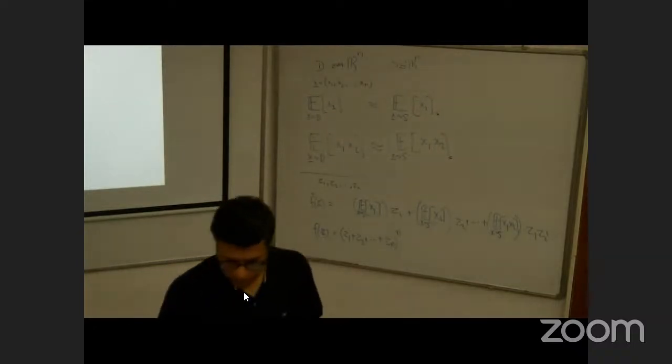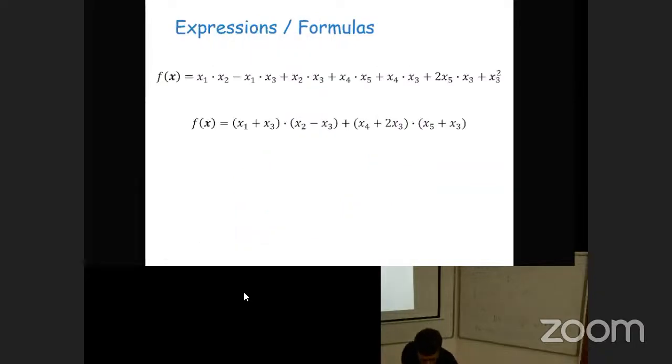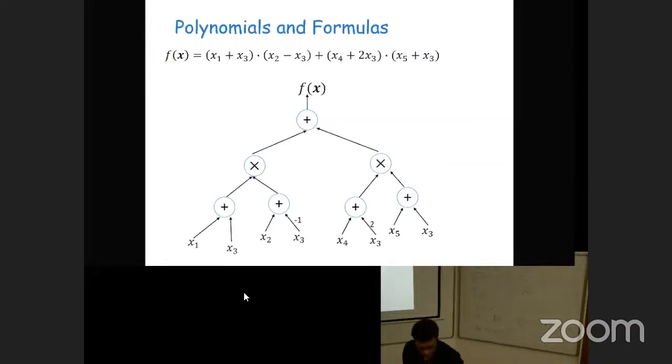So another way of thinking of a formula is as a tree. We mathematicians just think of them as expressions like this. Computer scientists like to think of them as trees. It's exactly the same thing. You have just arranged how you build up the formula or the expression in terms of a tree. Let me not formally define it. You can quickly see the correspondence between these two ways of thinking of a formula.